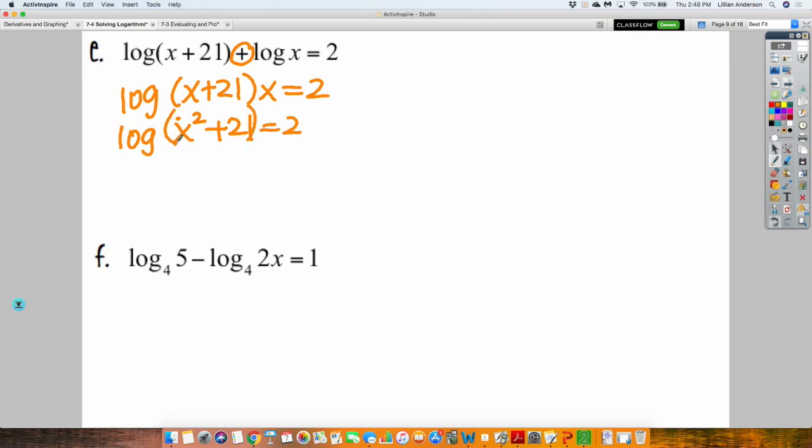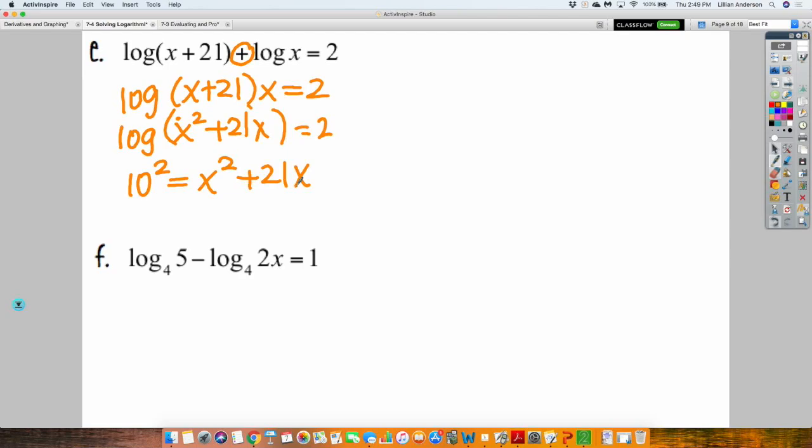Okay, all of that's with the log. Now we have just one log on the left side equaling a number, so we need to rewrite it in exponential form. What's my base? 10. So this is going to be 10 to the second equals x squared plus 21x. Oops, I forgot my whole x on that one. So this becomes 21x equals 2. I apologize.